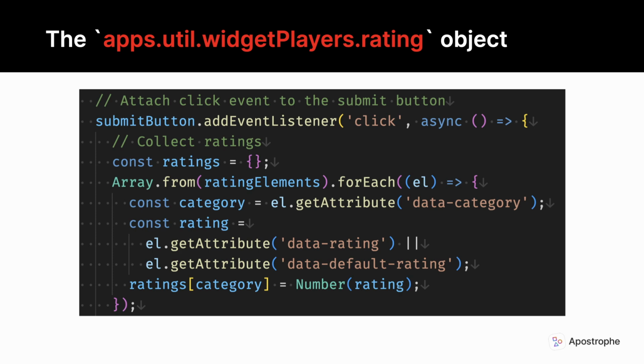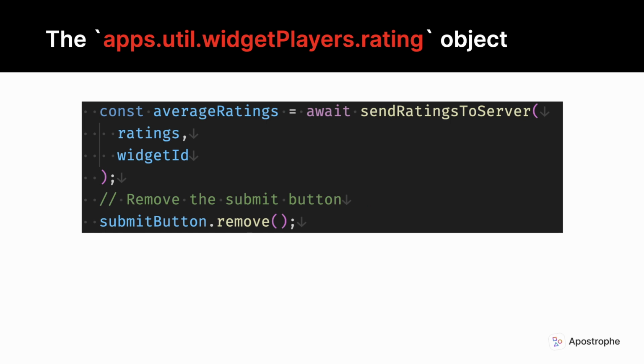Upon click, it first collects the ratings from each of the sections. It uses the data category and either data rating or data default rating attributes depending on whether the reader has selected a rating star. These ratings then get pushed to an array. The data attributes we are getting back are strings, so we are coercing them into numbers before storing them. Those ratings, along with an identifier for the specific widget, are passed to the sendRatingsToServer method. The values returned from that function are assigned to the average ratings variable for later use.